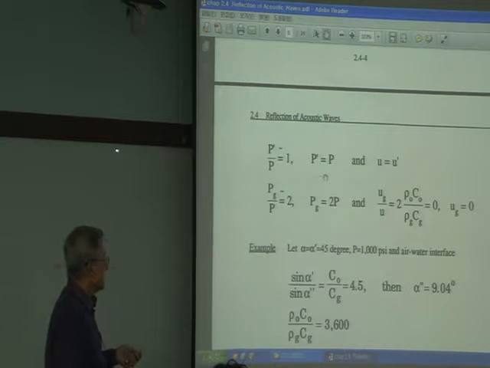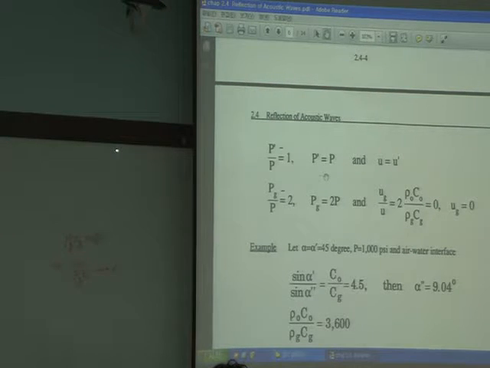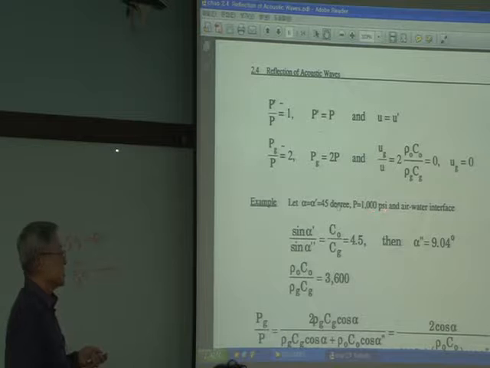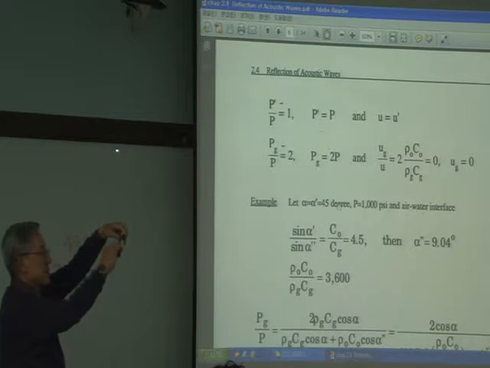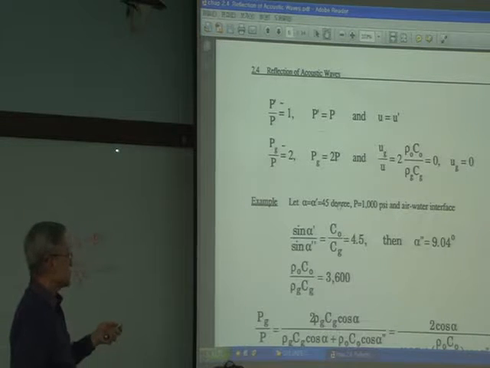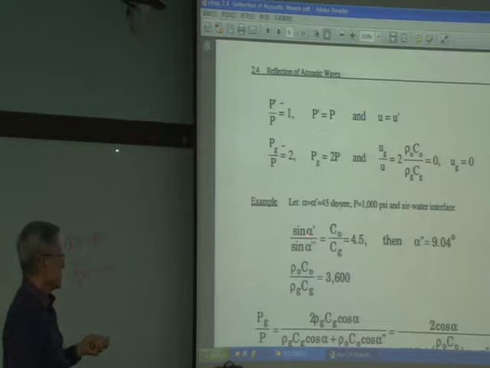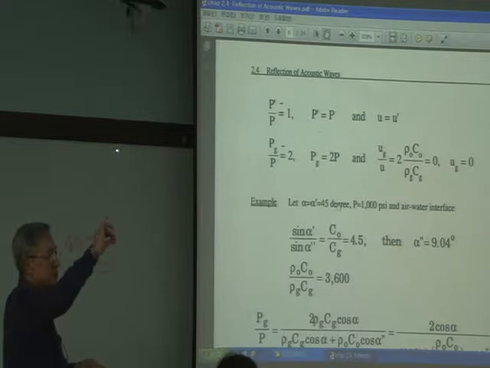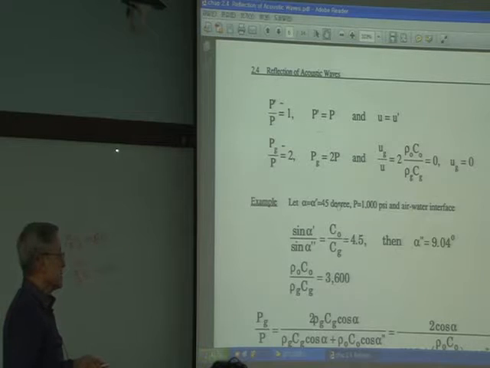Okay. So now, as one example, let's set the incident shock wave pressure to 1000 psi. Whatever, you can have a megapascal. Then alpha is equal to 45 degrees. The shock wave is coming at about a 45 degree angle, coming this way. Then you can just use those two equations. The ratio of sine alpha prime, alpha double prime is this. Then alpha double prime, the transmitting angle, is about 9 degrees.